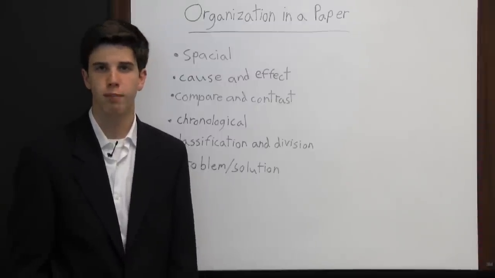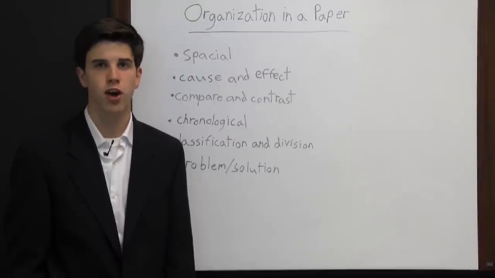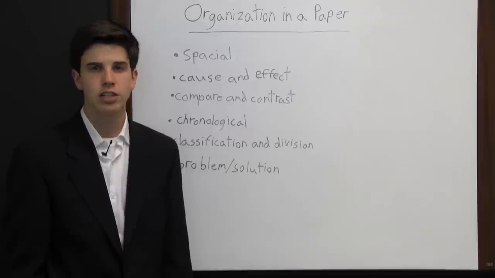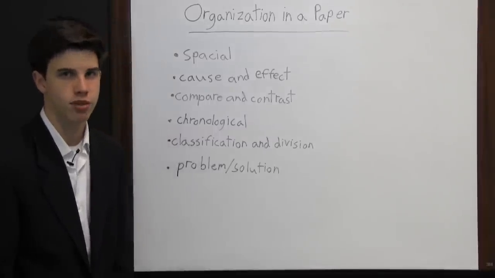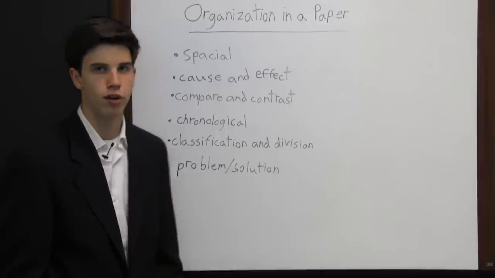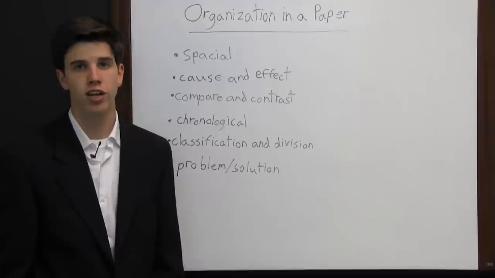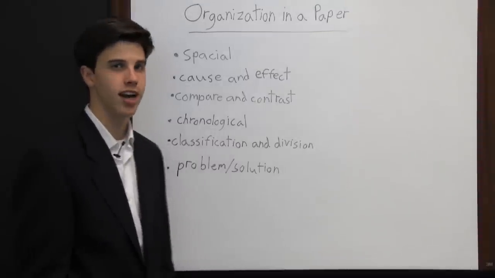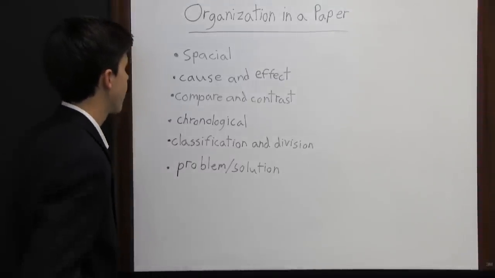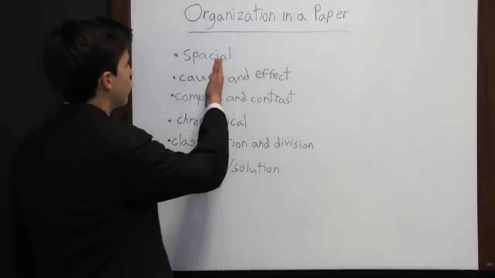Organization is very important in a paper because it helps the reader follow the writer's train of thought. So there's several types of organization, and some of those I've written up here on the board. The important thing is that the writer picks a method of organization and sticks with it through the entire paper. So the first method of organization is spatial organization.